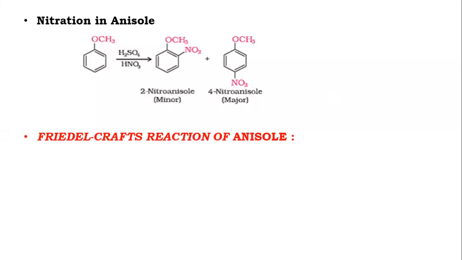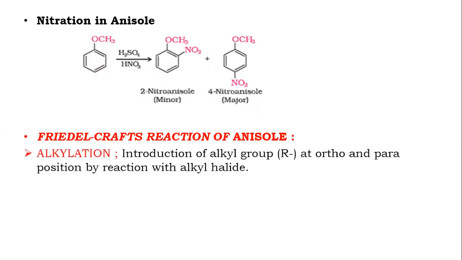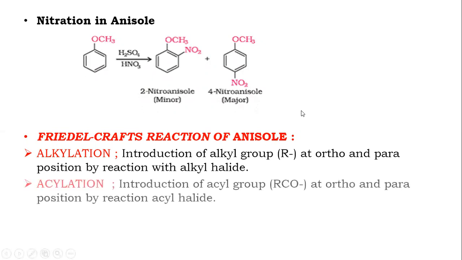Friedel-Crafts reaction of anisole. Friedel-Crafts reactions are of two types. The first type is the alkylation reaction. Alkylation reaction is the addition of an alkyl group at the ortho position and para position, and the second is the acylation reaction. The acylation reaction is the introduction of an acyl group, RCO group, at the ortho and para position.